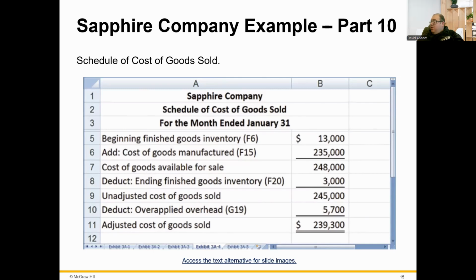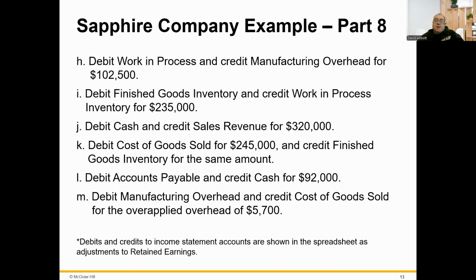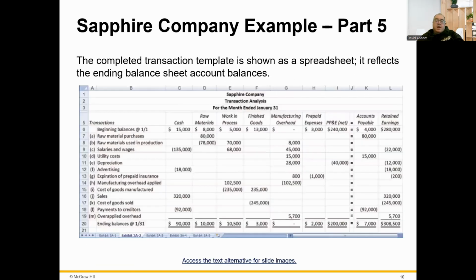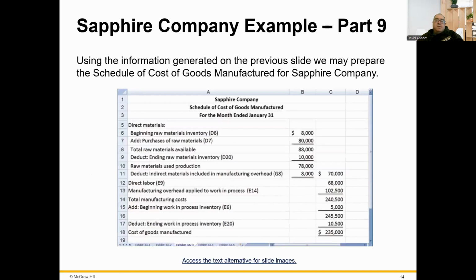And then we have the schedule of cost of goods sold. So the unadjusted cost of goods sold of 245,000 equals the cost of goods sold that we set forth in transaction K, which is where we debited the cost of goods sold and credited the finished goods inventory. If I go back to the actual transaction analysis, we can see that for letter K, which is on row 17, how they did that. So they took it reduced our finished goods, and it also reduced our retained earnings for that amount because it was an expense.